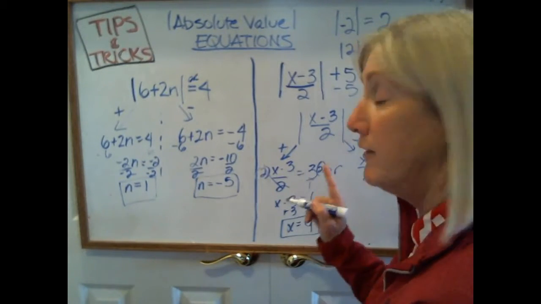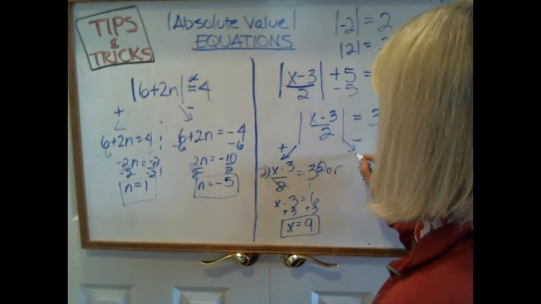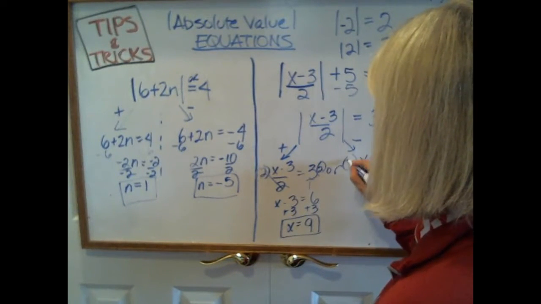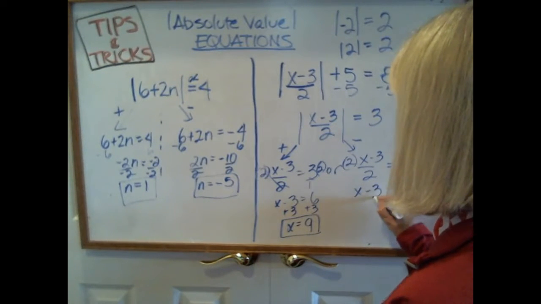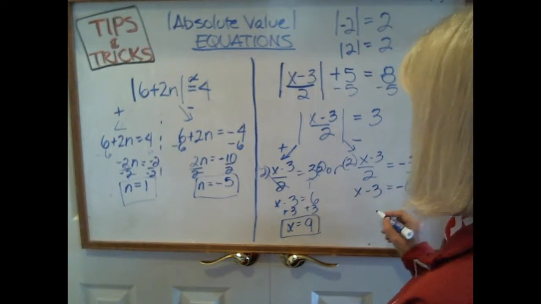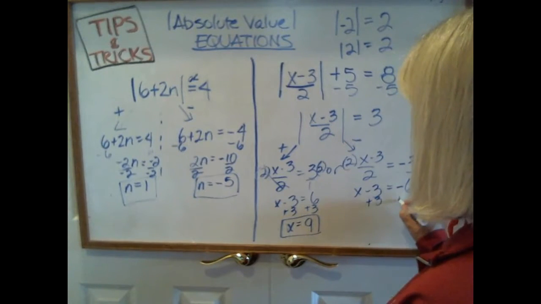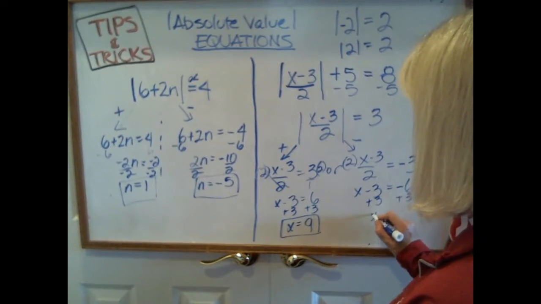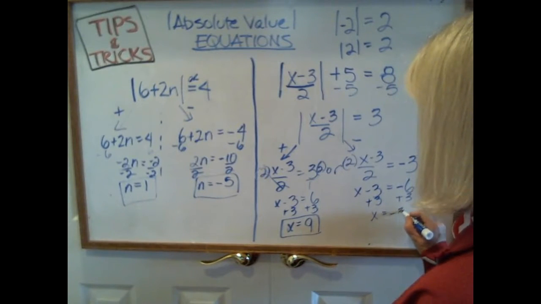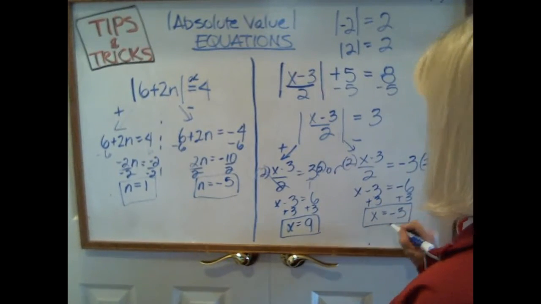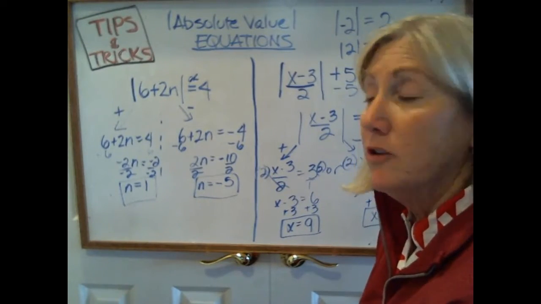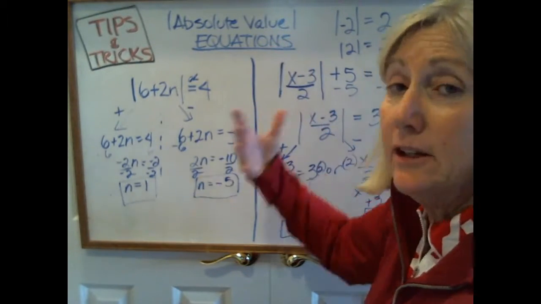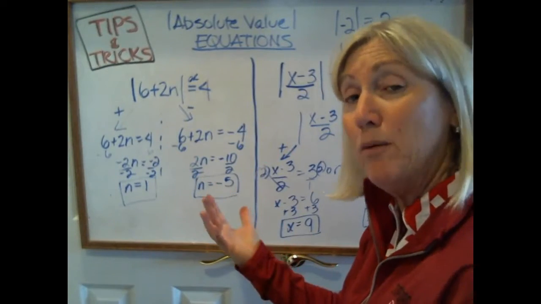And we cannot forget the other one. So again, we're going to multiply both sides by 2. So we get x minus 3 equals -6. So we add 3 to both sides. So we get x equals -3. And both those answers, if we put in here, will get a true statement. So those are equalities. It gets a little more complicated when we do inequalities.